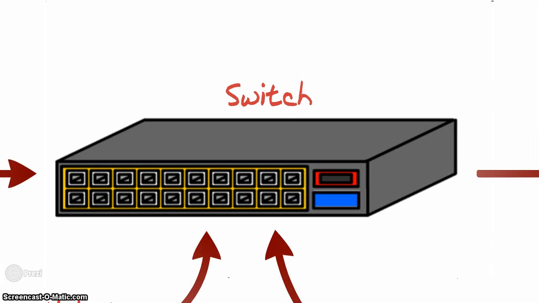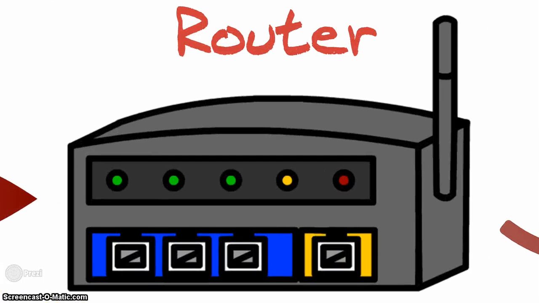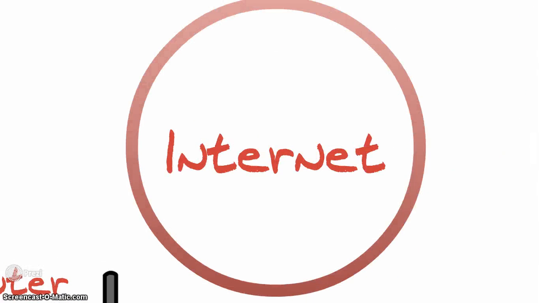The other thing that can be connected to a switch is a router. Now, whereas a switch is connecting all data on a network, routers allow for workstations to connect to other devices on other networks via the internet.